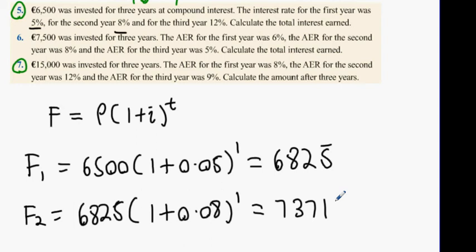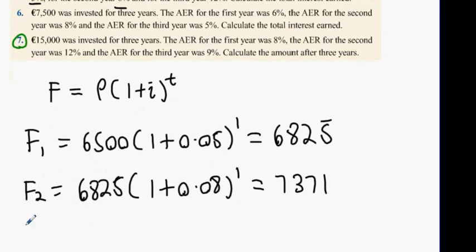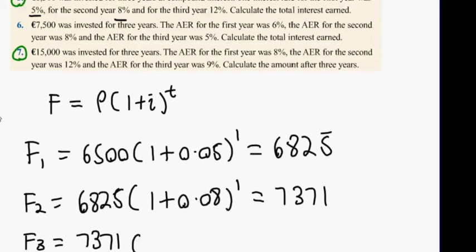Anybody else get that number? Okay, perfect. Now, F3 finally. How much do we make in the third year? How much money do we have at the start of the third year, Charlie? Look at the board. 7,371. What percentage is it for the third year?